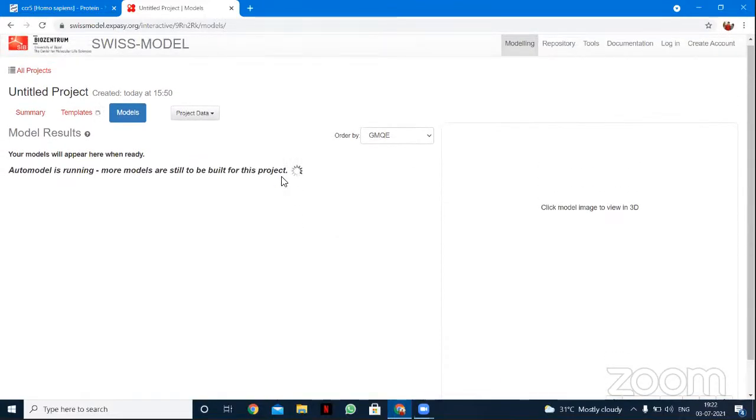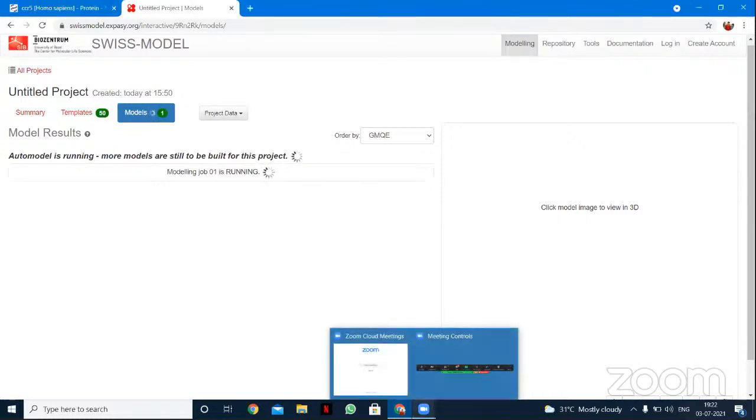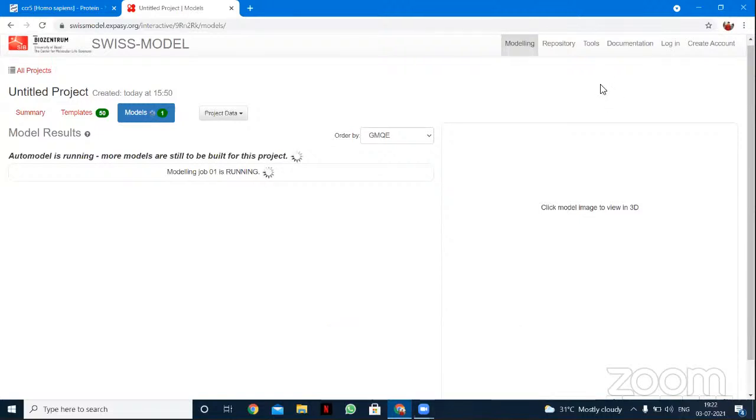So let this step run. You can unshare the screen. I will continue. Once it is generated, Bhagyashree, just let me know. You can again share the screen. Okay, it has done. Okay, good. It is coming. No, it is coming. Wait.